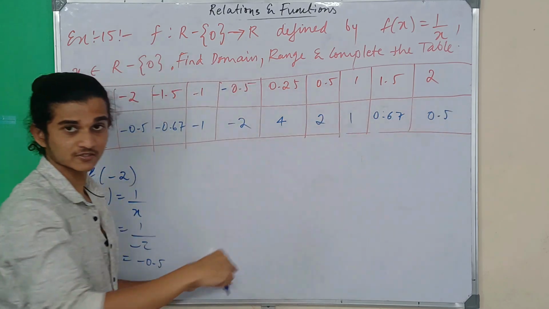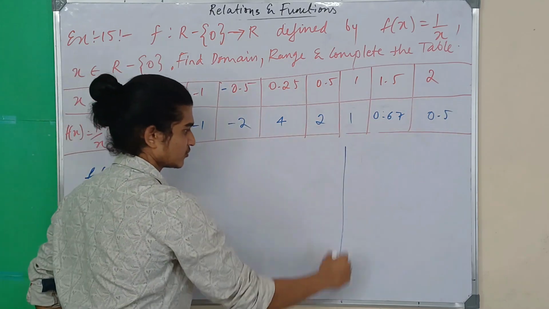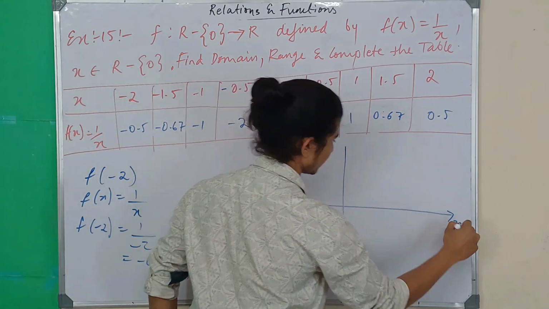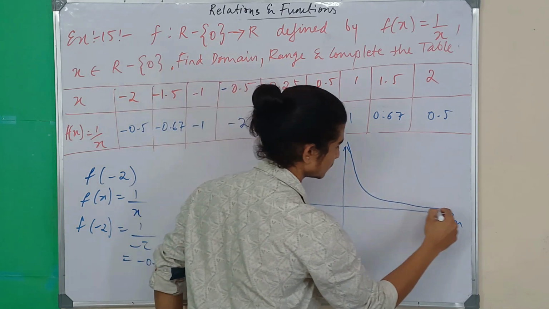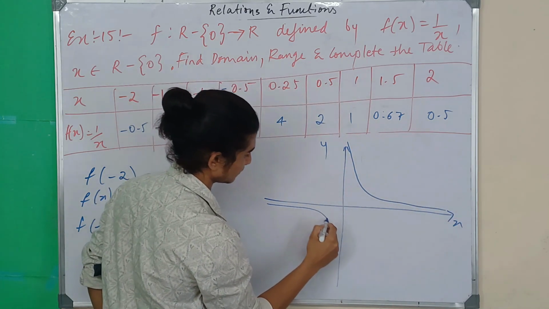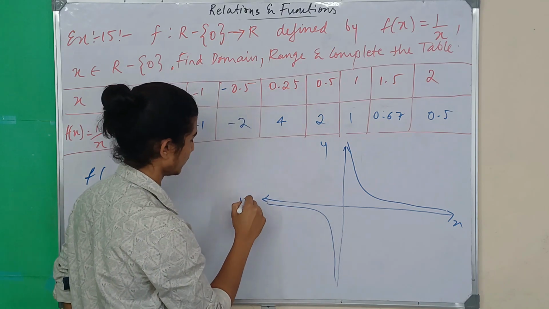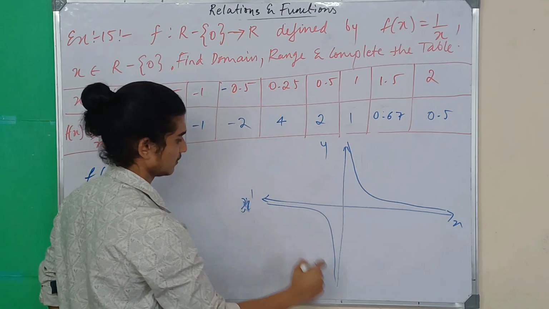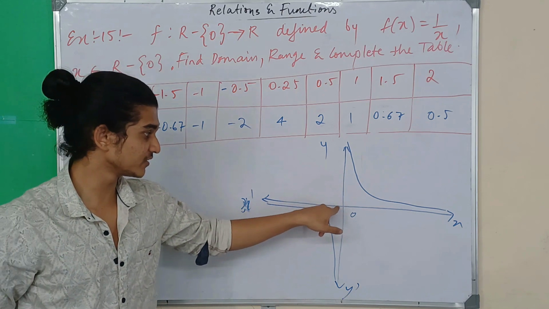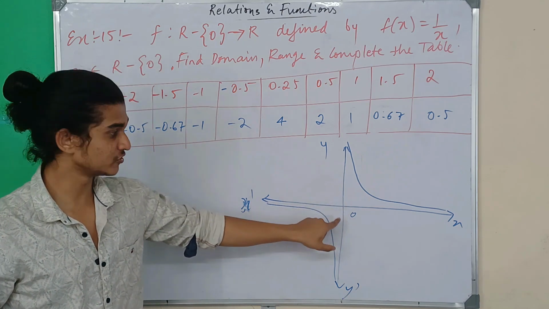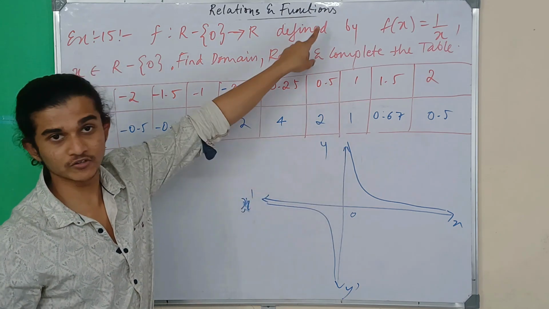Now if you represent this in the graph, it's going to look something like this. So this is our x-axis, this is our y-axis. It's going to look something like this. On this side, it's going to look something like this. So these are y, x dash, and this is our y dash. From this graph, you can observe the domain is everything apart from 0, because if you put 0, y is going to turn to infinity.